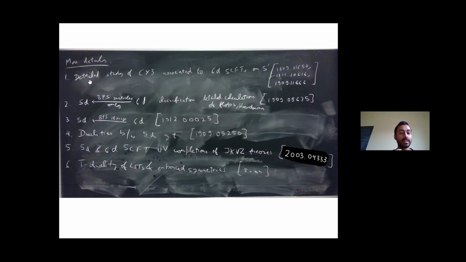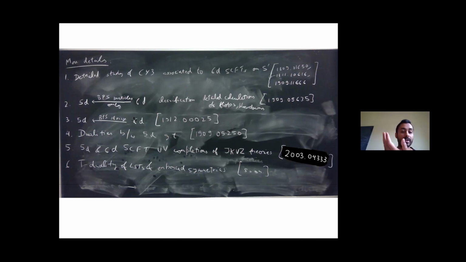If you are interested in a detailed study of Calabi-Yau threefolds associated to 6-dimensional SCFTs on a circle, then please have a look at these 3 papers. And if you are interested in producing 5D SCFTs from 6D SCFTs by integrating out BPS particles alone, and you want to understand detailed calculations of flops and blowdowns, you can have a look at this paper.